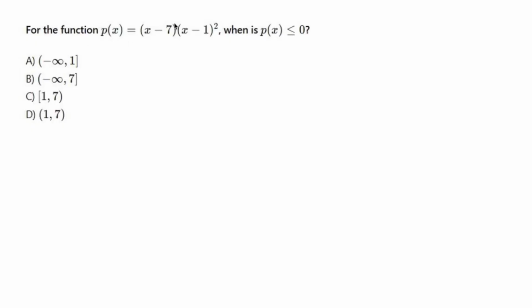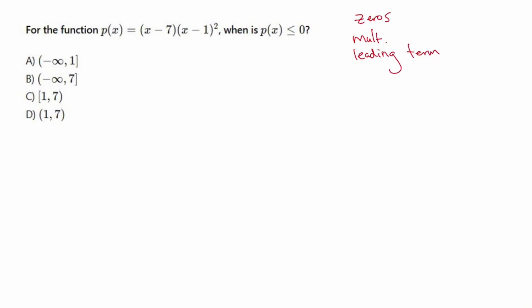For the function p of x equals x minus 7 times the quantity x minus 1 squared, when is p of x less than or equal to 0? All right, well, in order to do this, we have to look at three things. Thing number one, what are our zeros? Thing number two is multiplicity. And thing number three is what does the graph look like by using the leading term? And by there, we can make ourselves a sign table.